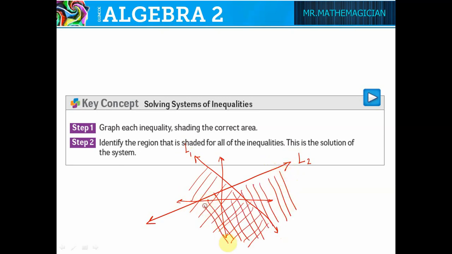Now you can see that the two shaded regions of the first line L1 and the second line L2 intersect, they come together at this part. So this part or this region will be the region of solution of the system of two inequalities together. So it's like the common shaded part between the first line and the second line.